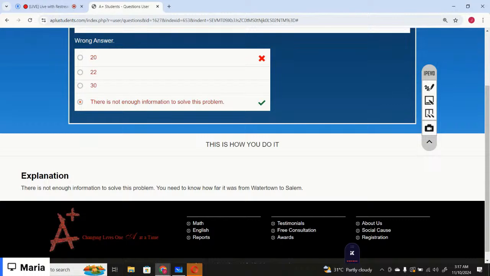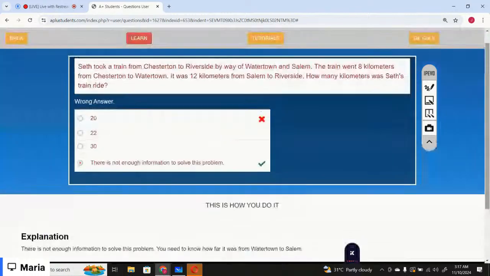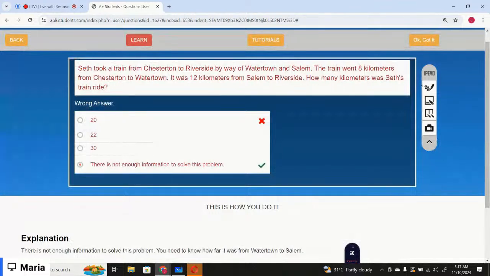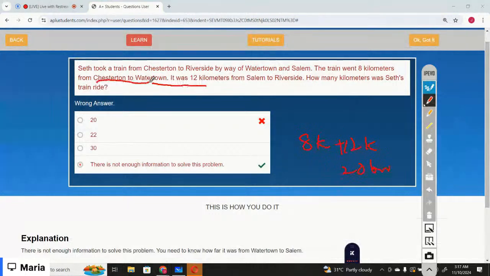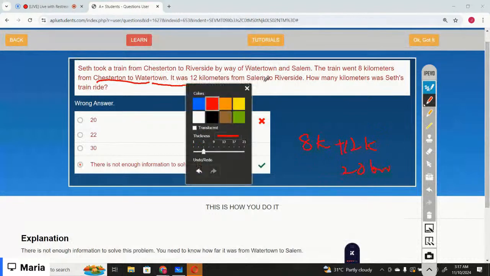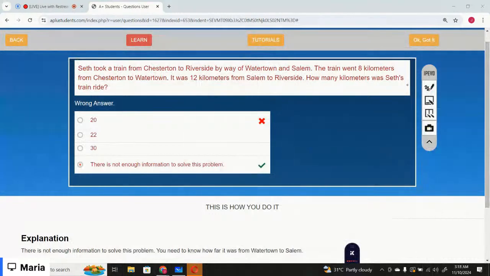You need to know how far it was from Watertown to Salem. The train went 8 kilometers from Chesterton to Watertown, right? But from Watertown to Salem is not given. That means there is not enough information to solve the problem. You are not given how many kilometers the train went from Watertown to Salem, right? So that means some information is missing.